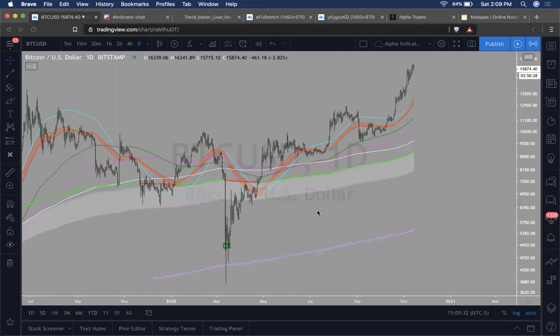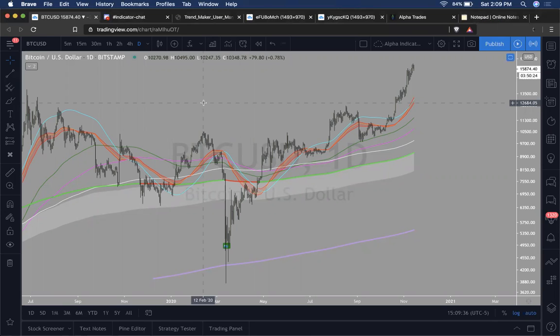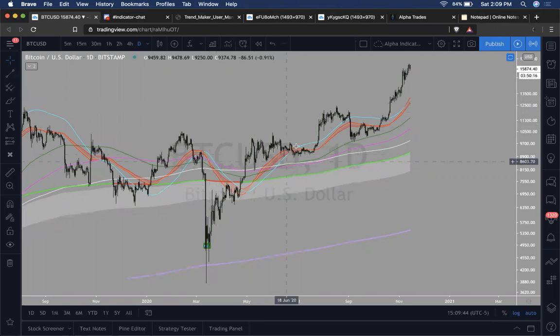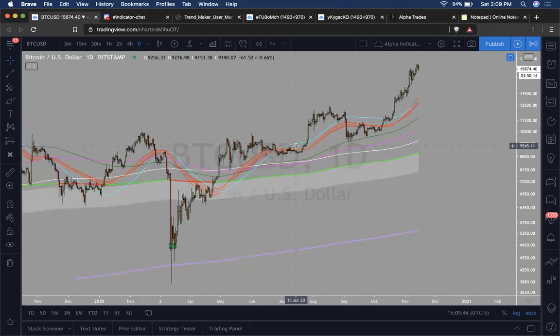Welcome to the Alpha Indicator Suite Part 1, Trend Maker. This is a moving average based indicator that utilizes SMAs and EMAs to help you find support and resistance levels to be able to execute your trade.